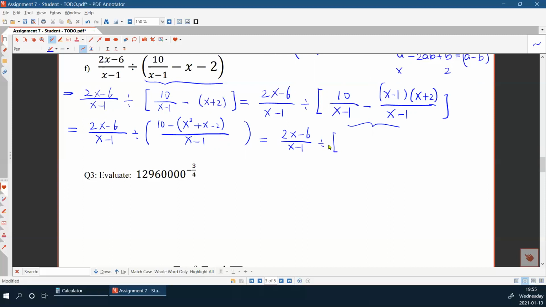Divided by, now we can combine these. 10 minus x squared minus x plus 2, right? Okay. 2x minus 6, x minus 1 divided by, okay, what do we have here? Minus x squared minus x plus 12, okay, x minus 1.